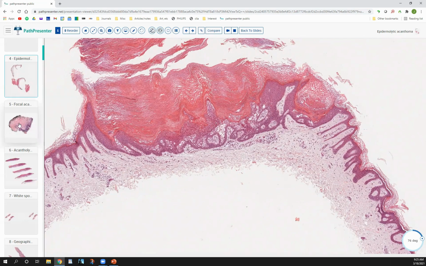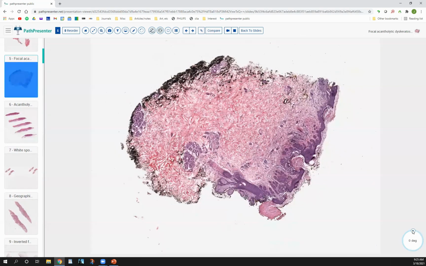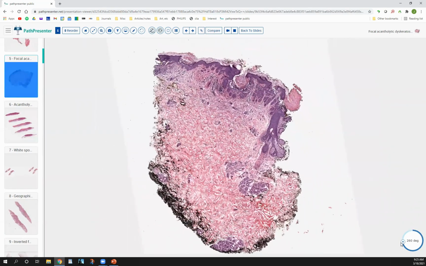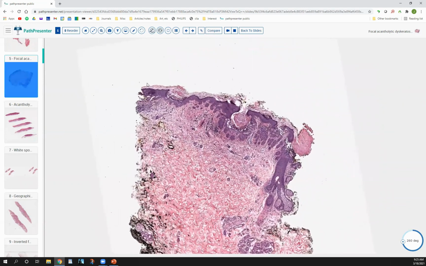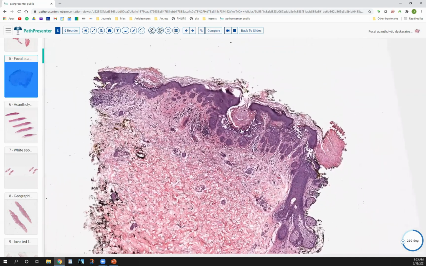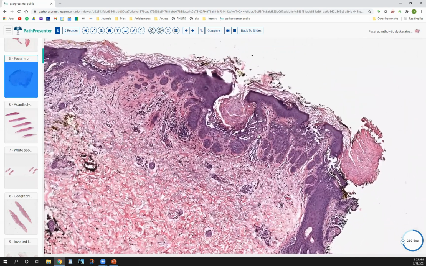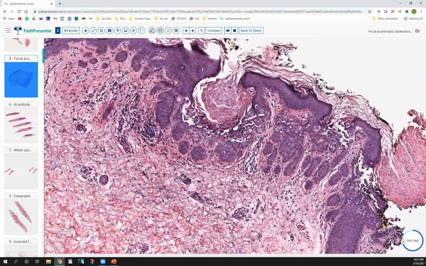Here's another one where a reaction pattern becomes important. A punch biopsy on this one. We'll go ahead and flip the slide around. And we see a couple of foci in the epidermis that jump right out to us. A little bit of a parakeratotic plug. And if we go closer, we can see that the epidermis is kind of falling apart right here.